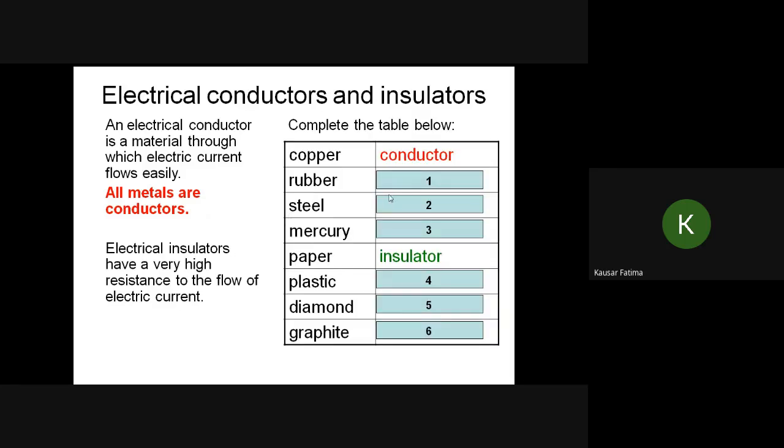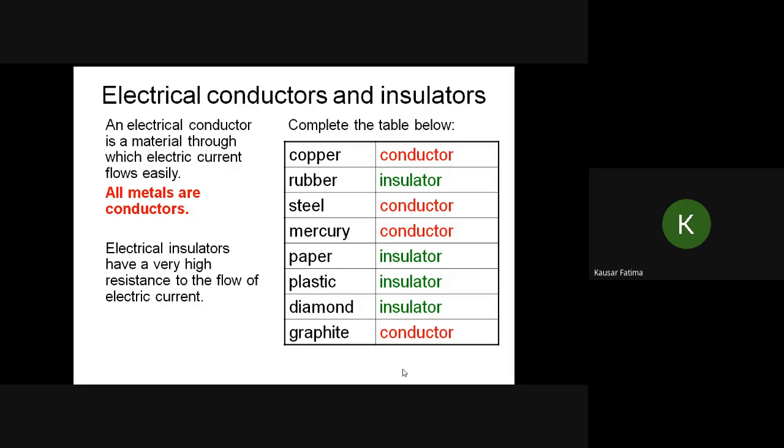So here is a list. Copper, this is already filled in: conductor. Rubber, steel, mercury, plastic, wood, diamond, and graphite. So these are to be filled in: rubber, insulator; steel, conductor. You did all this in your junior classes 4, 5. Okay, so these are the things regarding conductors and insulators.